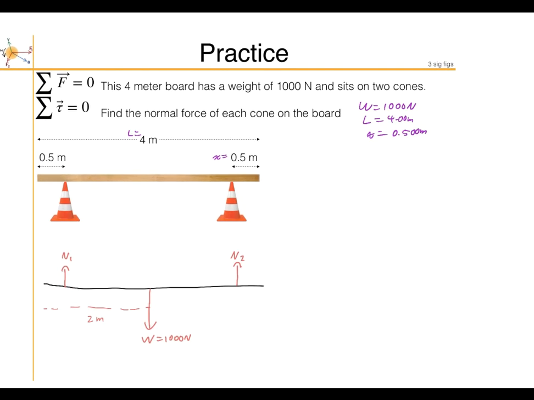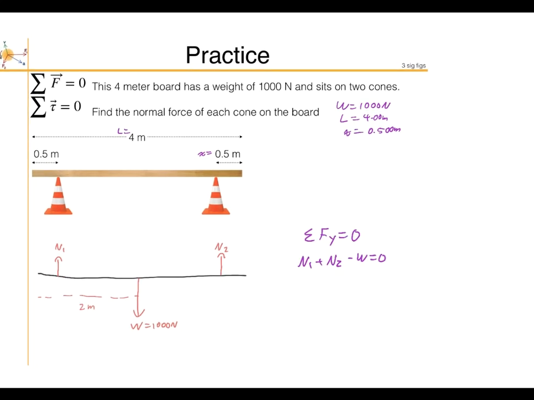What we're going to do first is the sum of the forces in the y direction equal to 0. What are the 2 forces upwards? Well, there's N1 and N2. And what's the force downwards? Oops. There's only one force downwards, that's the weight. Right? So we have 2 unknowns, N1 and N2, so we still need to do a little more work to get our total answer here.